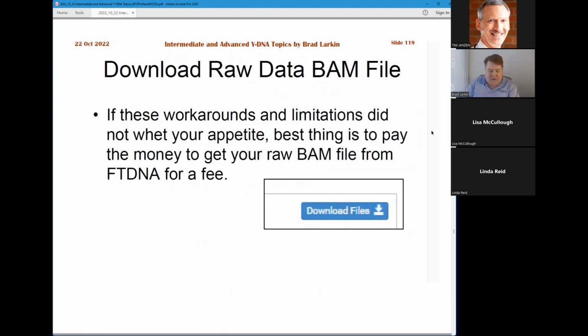There are workarounds, there are things to do, but if you're trying to put together a YDNA project or something, you pretty soon realize that, you know what, it would be a lot easier to just get the raw data, use a BAM file and other third-party tools on your own computer time. So therefore, the best thing is to just download the raw data files.